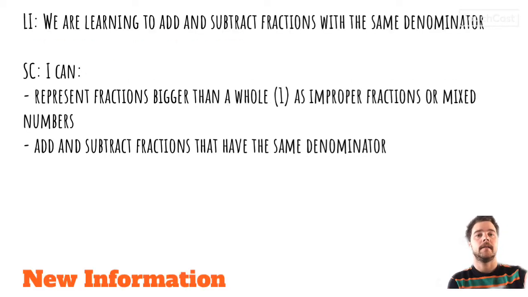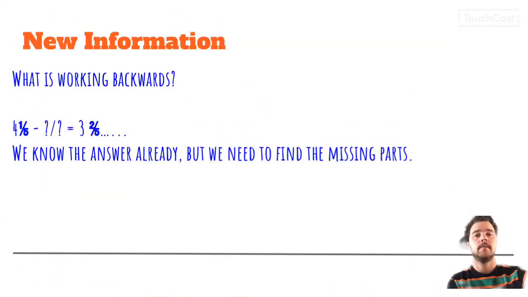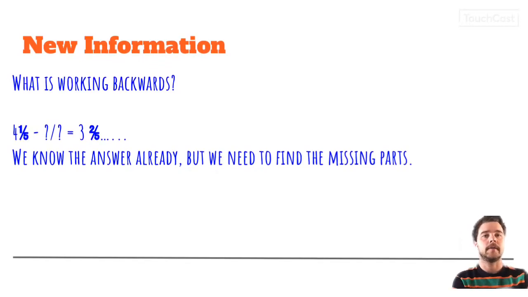All right, so some new information. I want to talk about a problem solving strategy, and it's called working backwards. So if we have a look at this question I have put up here, 4 and 1/5 minus an unknown fraction equals 3 and 2/5. So in this question, we already know the answer, but we need to find the missing part. A really great strategy we can use is called working backwards. So what we can do is start from the answer.